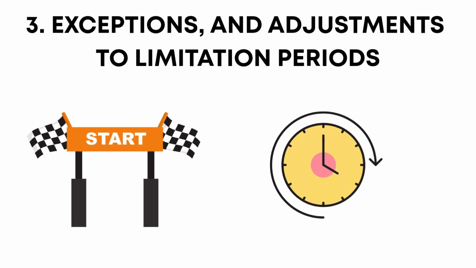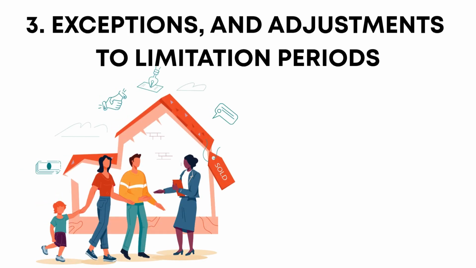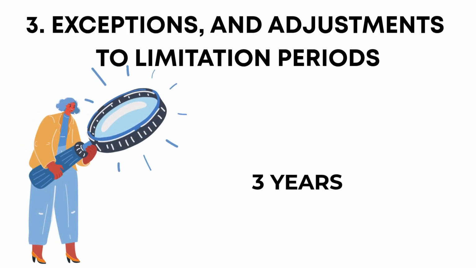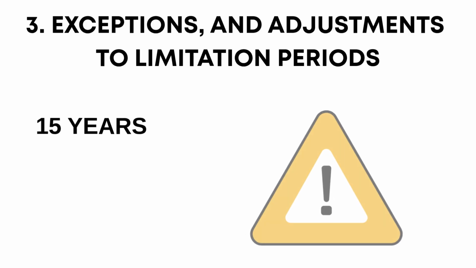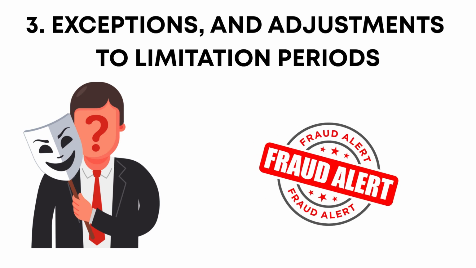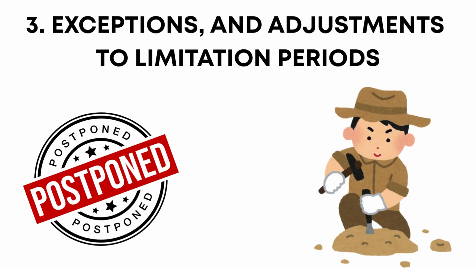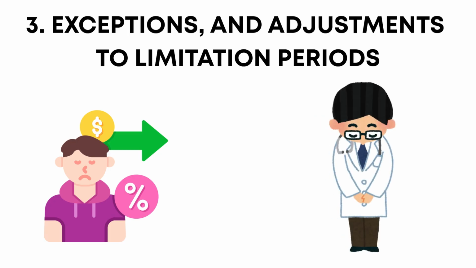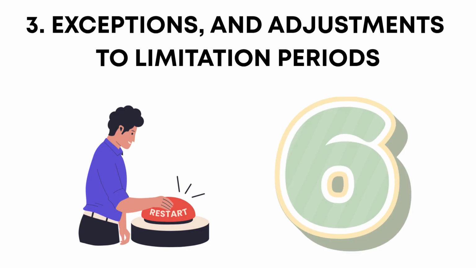3. Exceptions and adjustments to limitation periods. The start date and duration of the limitation period may be adjusted. For example, a house buyer who discovered cracks in his house has 3 years to sue from the date he discovered the cracks which occurred earlier. However, this is subject to another rule that he must file his claim within 15 years from the date the crack occurred. Another example is an action based upon fraud. The limitation period is postponed until the fraud is discovered or could be discovered with reasonable diligence. Lastly, if a debtor admits to owing a debt which has been time-barred, the limitation period starts again. The creditor has a fresh 6 years from the date of the admission to sue.